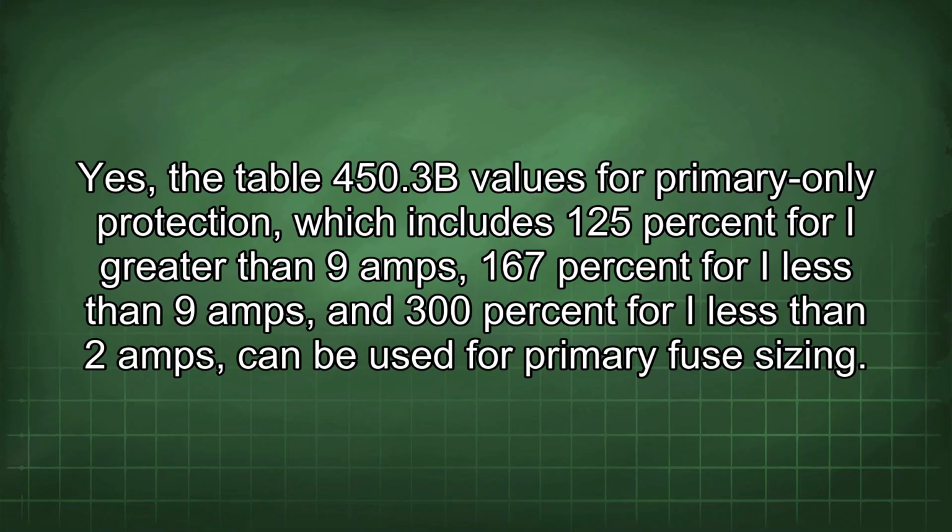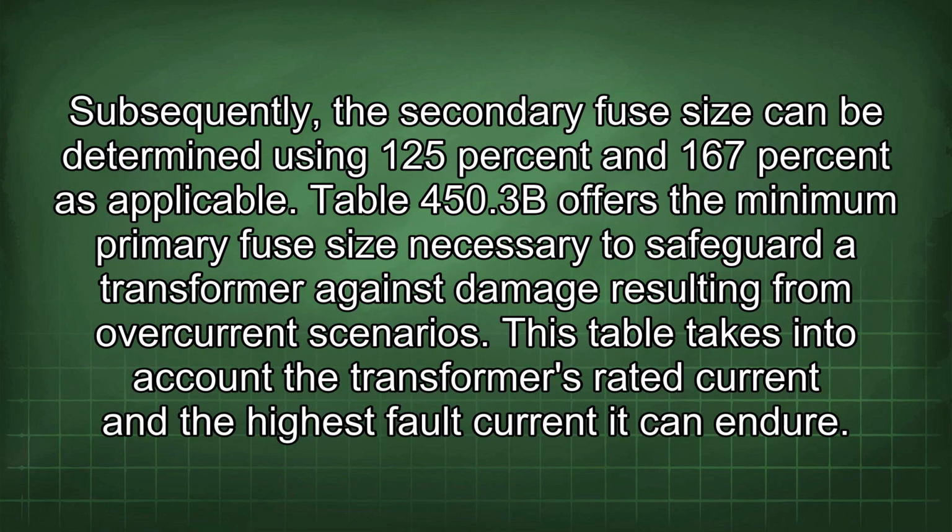Yes, the table 450.3(B) values for primary-only protection, which include 125% for I greater than 9 amps, 167% for I less than 9 amps, and 300% for I less than 2 amps, can be used for primary fuse sizing. Subsequently, the secondary fuse size can be determined using 125% and 167% as applicable.